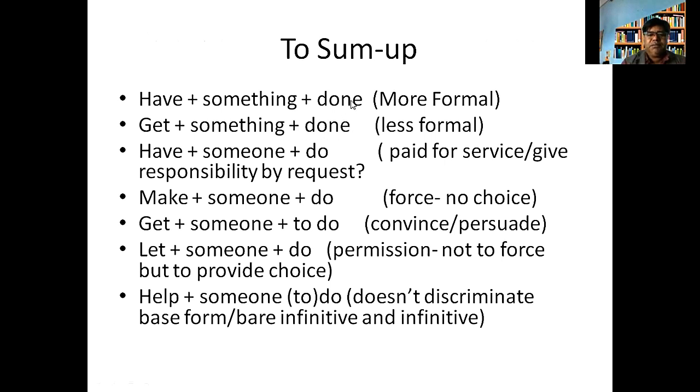And what is the difference between these two? Even though the structures are the same, when we have a more formal situation, we use have, and when we have a less formal situation, we use get. And have someone do means after the causative verb have, when it is followed by the person, the doer, we use just do, the base form of the verb. This gives a type of responsibility when we request someone to do something.